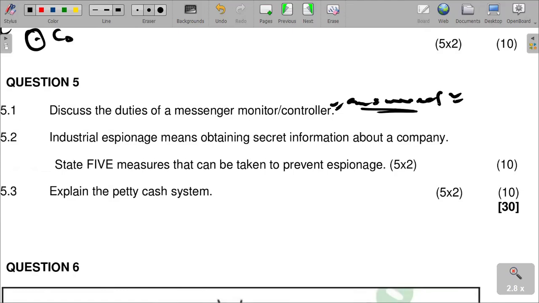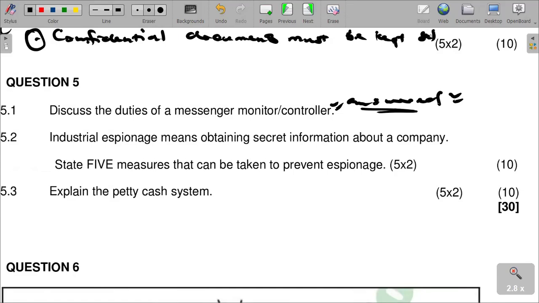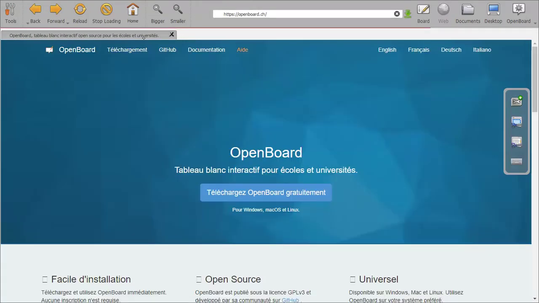One, confidential documents must be kept safe and under lock.